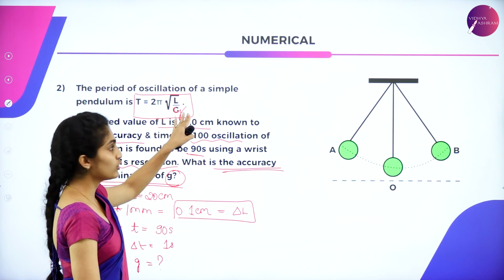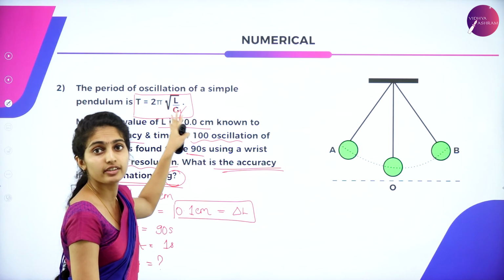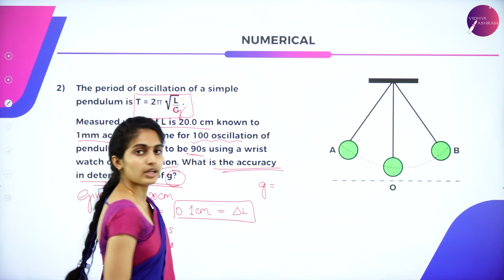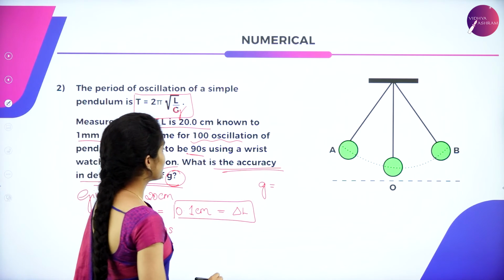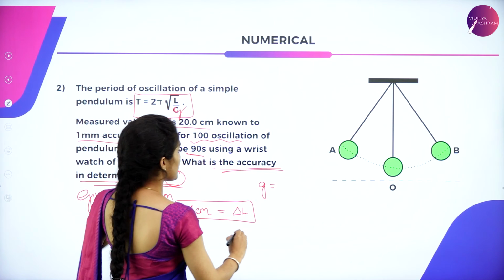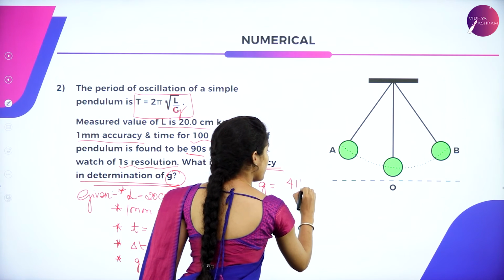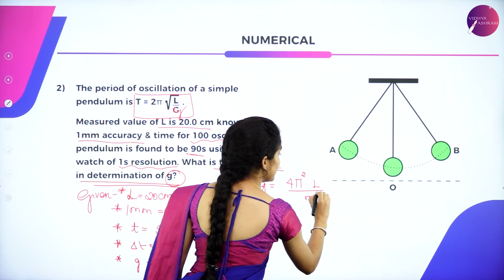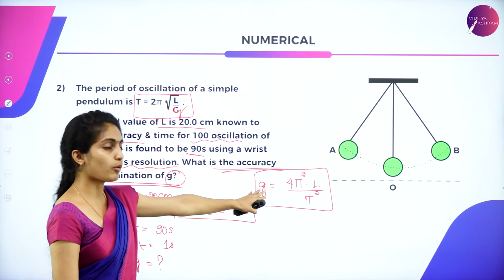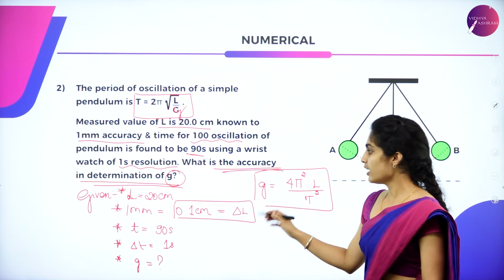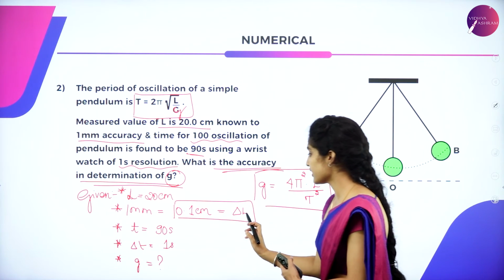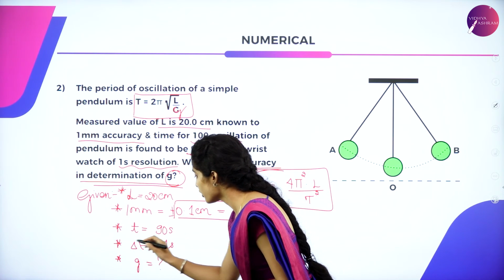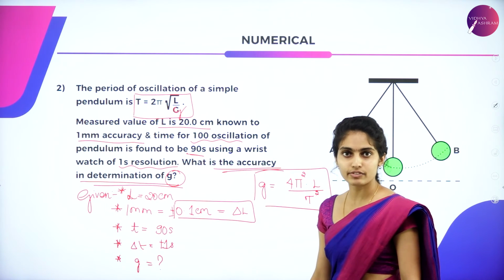So when you take up G, what you have to find out here? It is G that you have to find out. So your formula becomes G is equal to 4 pi square into L divided by T square. This is the formula to find out G. So now, since delta L as well as delta T are the errors, it can be termed by plus or minus. Plus or minus has to be given over here.